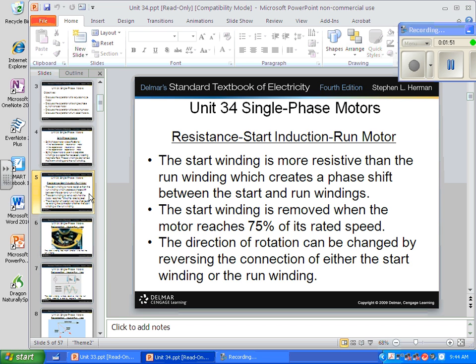The start winding is more resistive than the run winding, which creates a phase shift between the start and the run winding. What does that mean? A phase shift is a shift in time. So if one is getting a magnetic pulse now and another one is getting a magnetic pulse a split second later, then it creates a direction of rotation. And we always reverse the start winding.